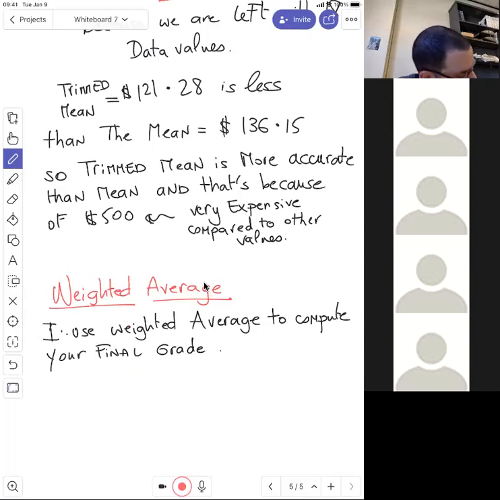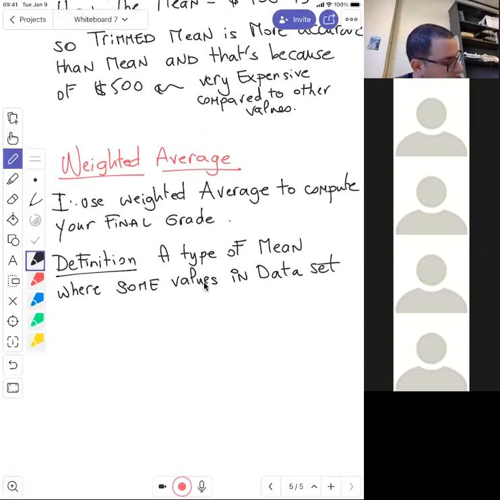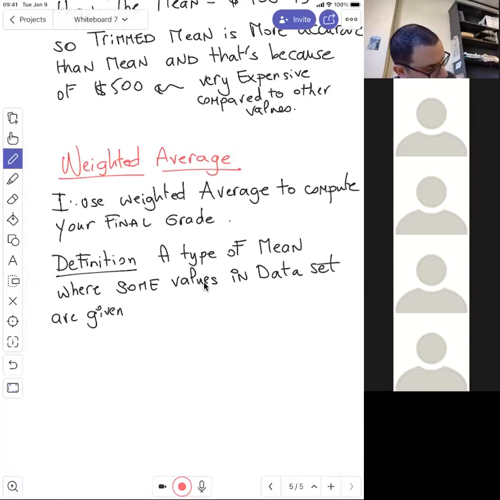Okay, so what's the weighted average? Roughly speaking, the weighted average is a type of mean where some values, data values of course, in the data are given more importance than others.